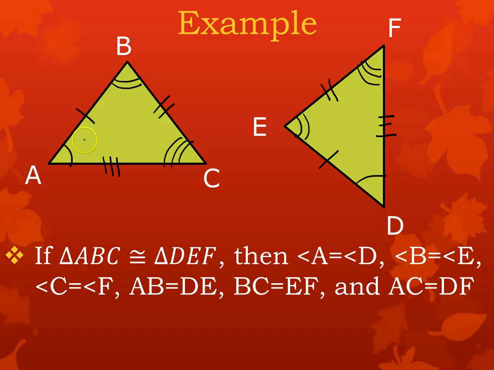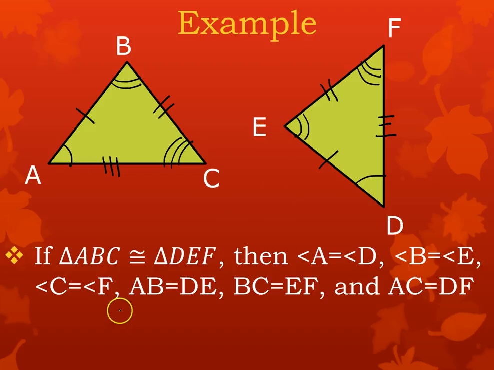The 1 tick mark is across from 3 arcs, 1 tick mark across from 3 arcs, double tick mark across from a single arc, double tick mark across from a single arc, and then triple tick mark across from the double arcs. Triple tick mark, double arcs. They're in the same spots, therefore these triangles are congruent.